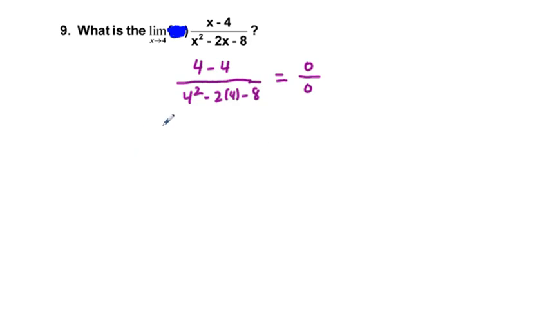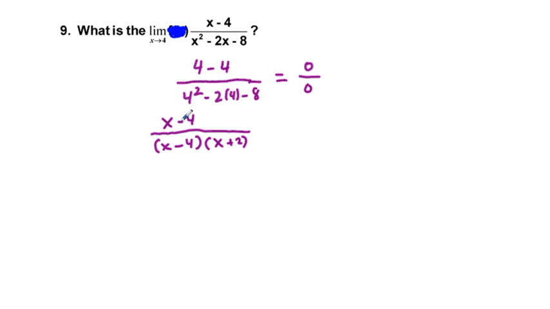So now we're just going to try to factor this. So if we take x minus 4, we can assume that since we have 0 over 0, we must have below this a factor of x minus 4 in the denominator. And then what do we multiply by x minus 4 to get x squared minus 2x minus 8? That would be x plus 2.